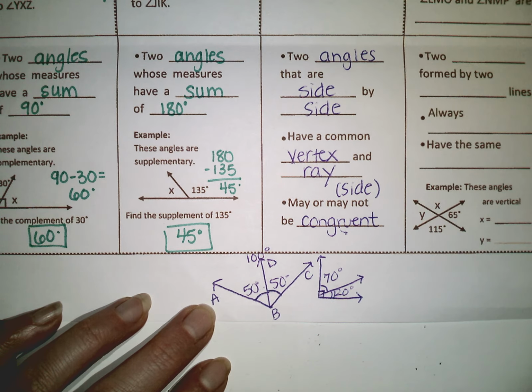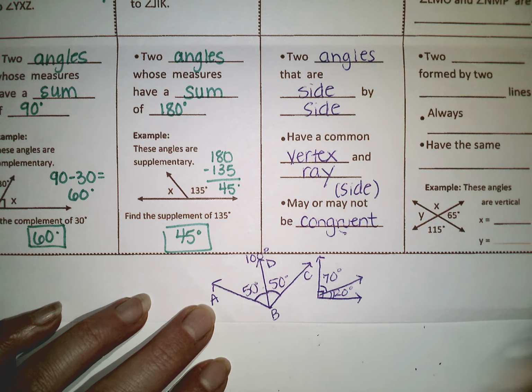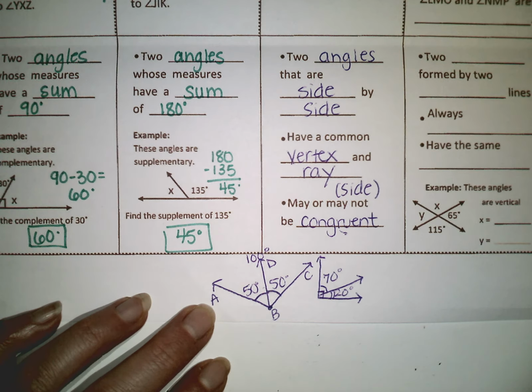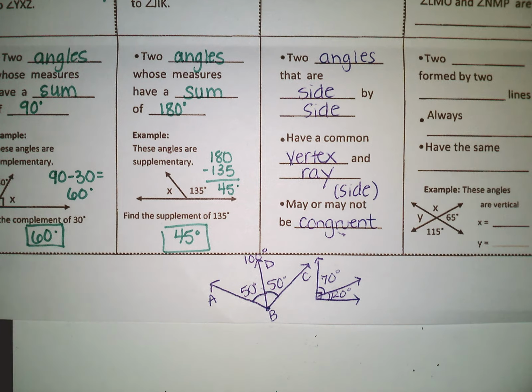They share a common ray and a common vertex right here. The vertex is at letter B.